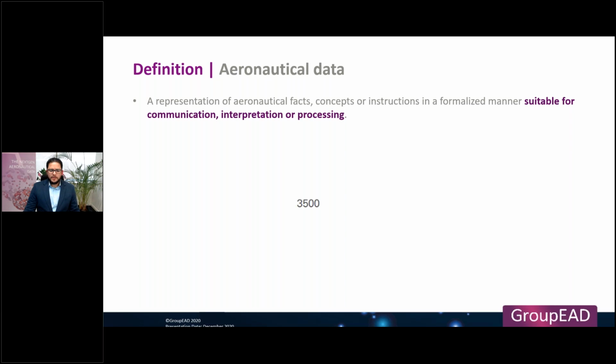So there we go. Here we have a number. You see there, 3,500. Note that this number on its own is not really saying anything to us. It's meaningless, because this could be 3,500 apples, 3,500 bananas, or monkeys. This is actually what we know as an atomic data or data item, as mentioned in our ICAO documentation. And as we can see, this little piece of data is suitable for communication, interpretation, or processing in a database, in tables in a database. And this will qualify as our aeronautical data.